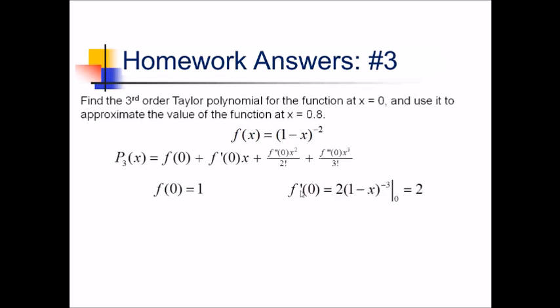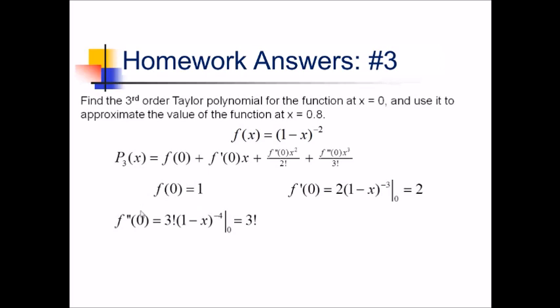F double prime now, that's going to be, let's see here, negative 6 times all this to the negative fourth times a tail of negative 1, so it's actually positive 6. And I'm going to call this 3 factorial since we're doing, let's see, basically 3 times 2 times 1. So this is 3 factorial out in front. Evaluated at 0, we have a value of 3 factorial.